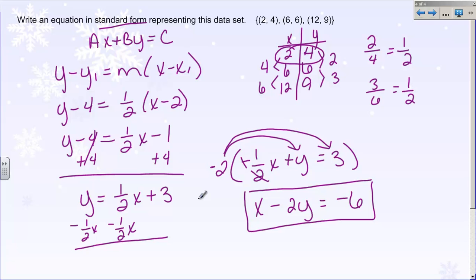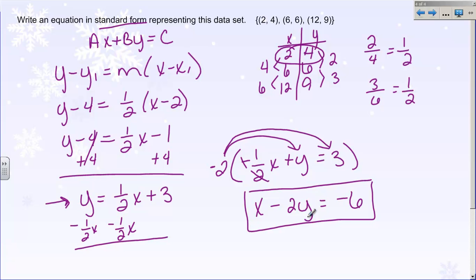If I'd been asked for slope-intercept form, this would be slope-intercept form. I always start with point-slope if I don't know the y-intercept, and then from point-slope I go to slope-intercept, and then if I have to, I'll go to standard. But there's the order of things: point-slope, slope-intercept, standard if you have to.